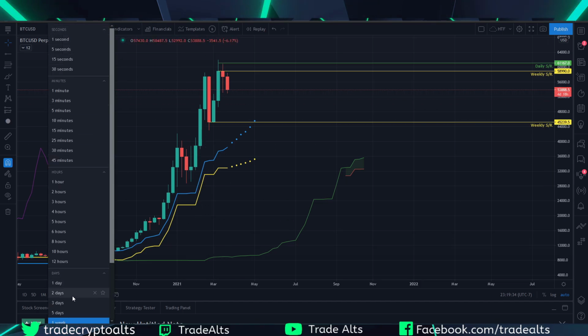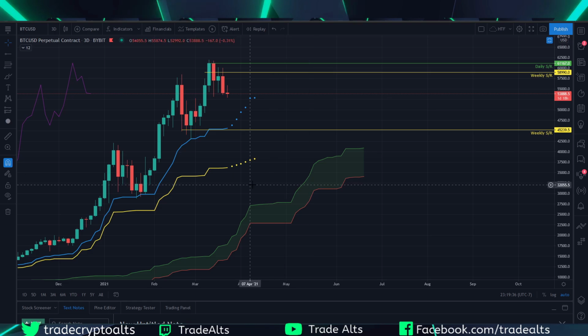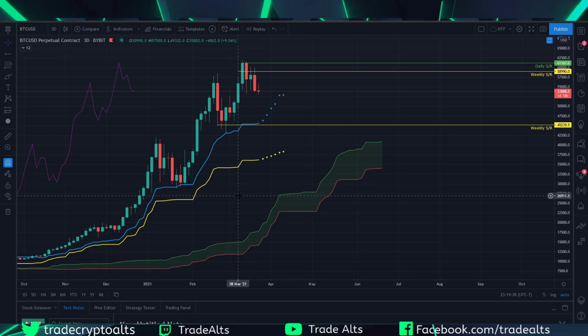So let's go down to a 3-day and see what's going on. This is where things will start to get, the lower time frame we get to, the more relevant it is to current price action. So the 3-day chart, what do you see?